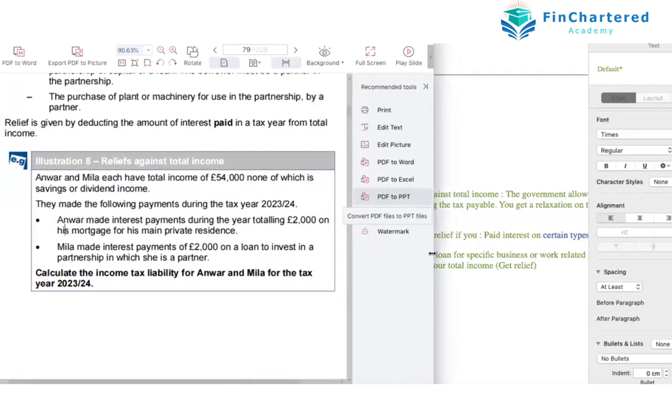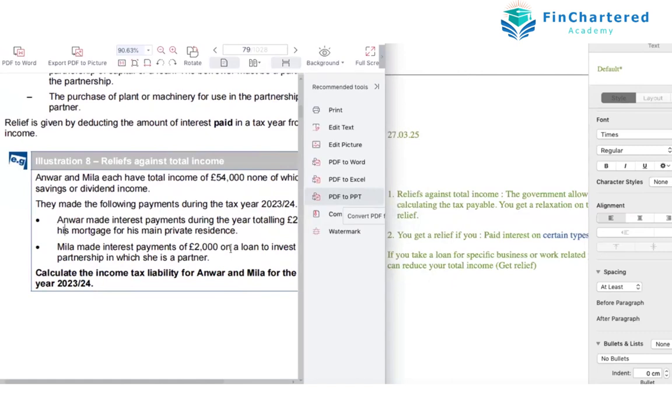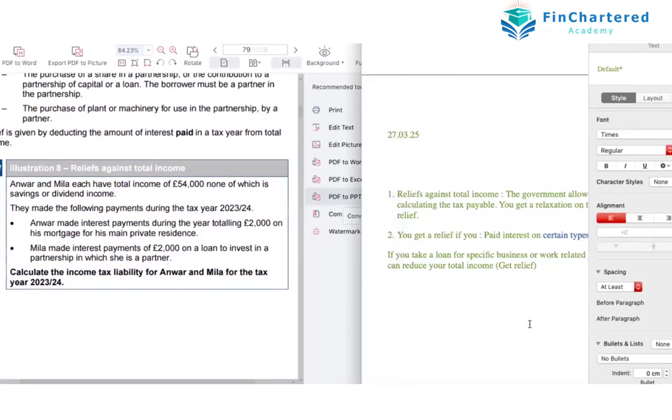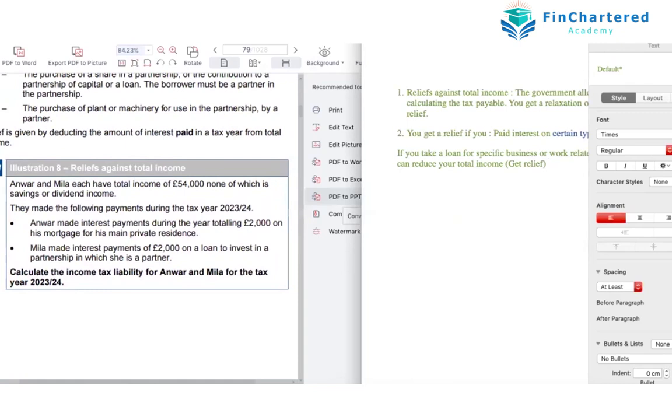Now, I'll not look at the answer. Let me try to do it on my own, and let's see if we get the right answer. And I need your help. Anwar will go first. Anwar has an income of 54,000.